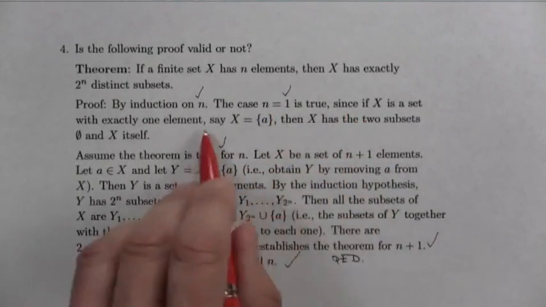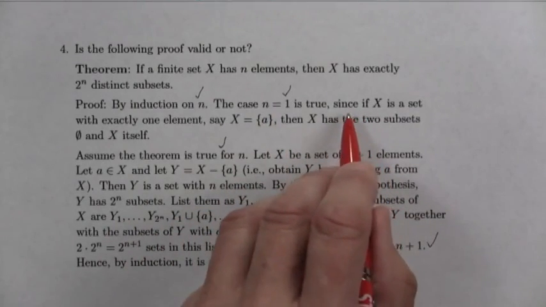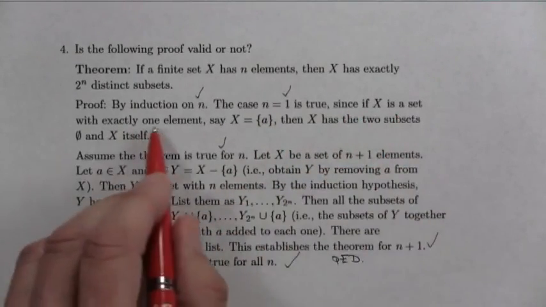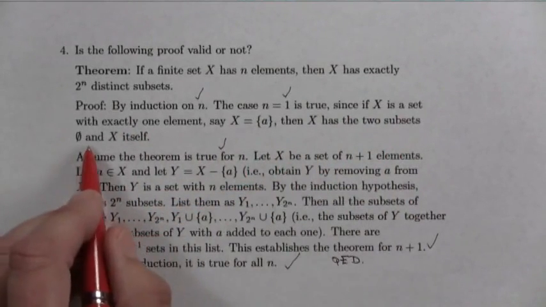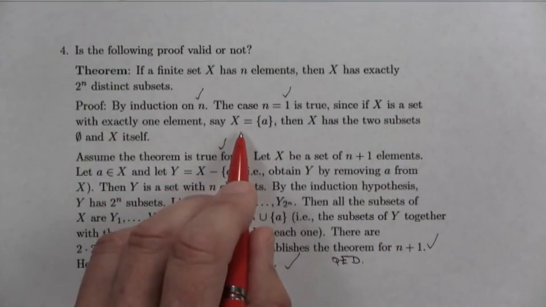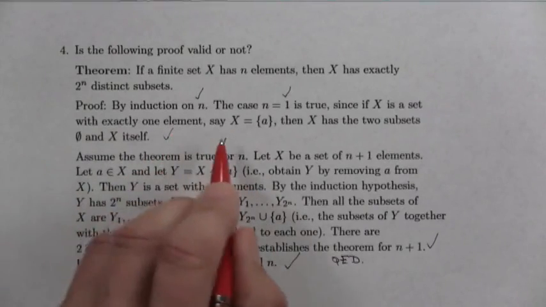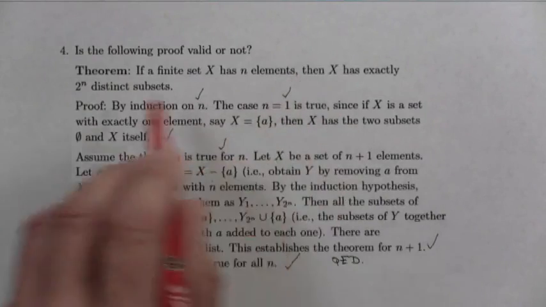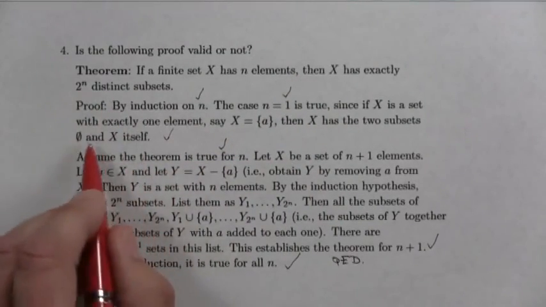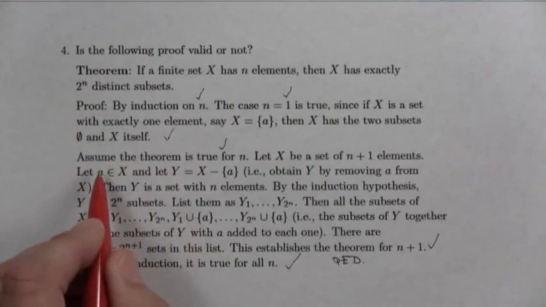At least I didn't say it's obvious. I've actually gone through and proved it, but let's see if that's correct. If X is a set with exactly one element, then X has two subsets, the empty set and X itself. That's okay. That is actually true. Okay, so that's good reasoning. So if the set has one element, it has 2 to the power 1, which is two subsets, the empty set and the set itself.